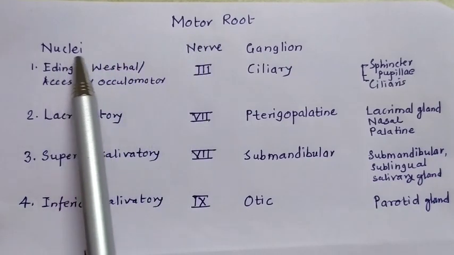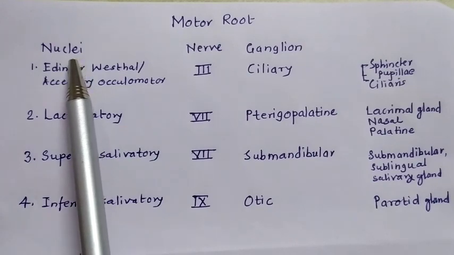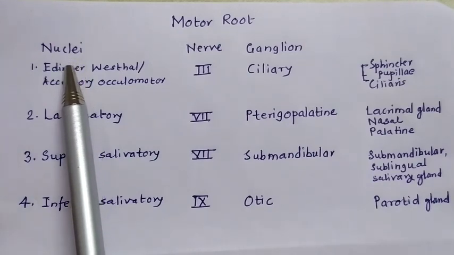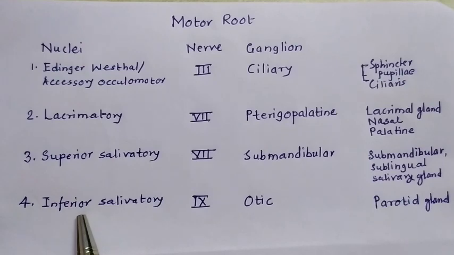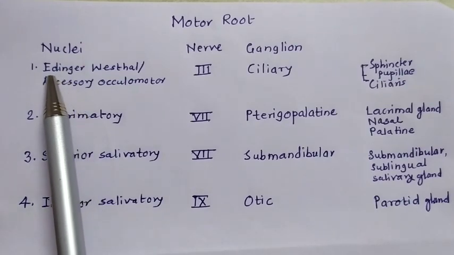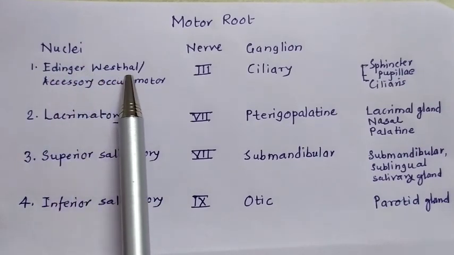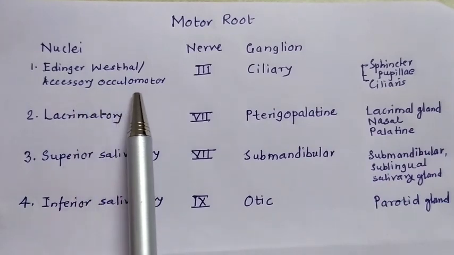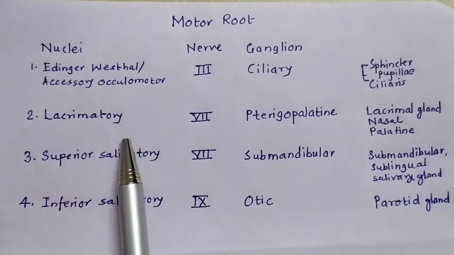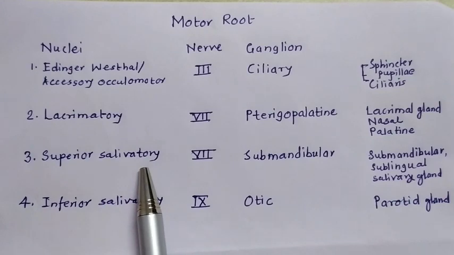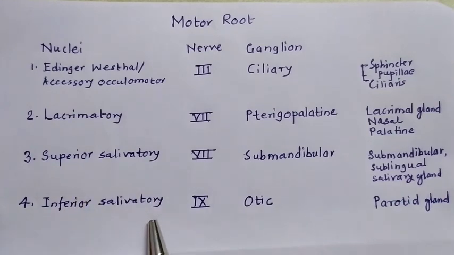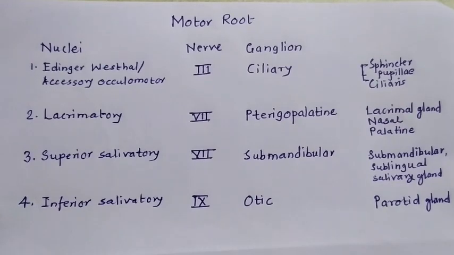There are nuclei of the parasympathetic nervous system which are situated in the brainstem, and these nuclei are the Edinger-Westphal or accessory oculomotor nucleus, lacrimatory nucleus, superior salivatory nucleus, inferior salivatory nucleus, and the dorsal nucleus of vagus.